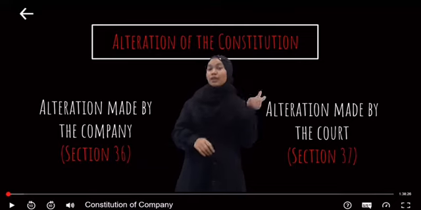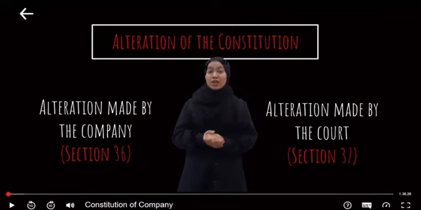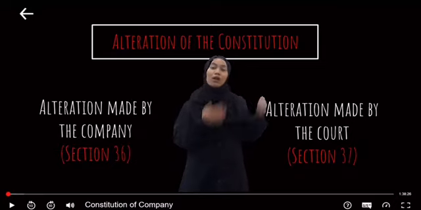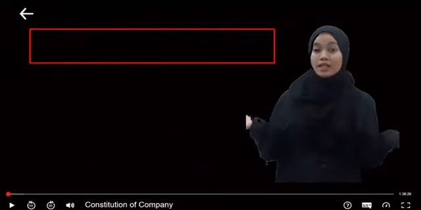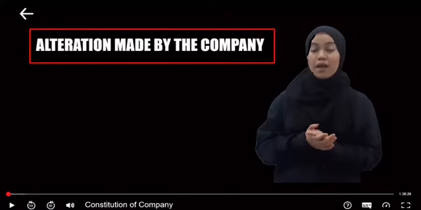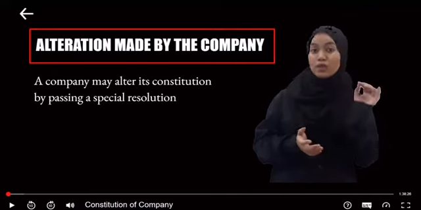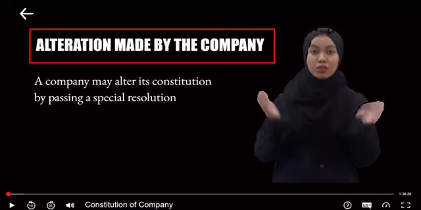There are two methods to alter the constitution. The first one, alteration made by the company, and the second one, alteration made by the court. Let's start first with alteration made by a company. A company may alter its constitution by passing a special resolution.